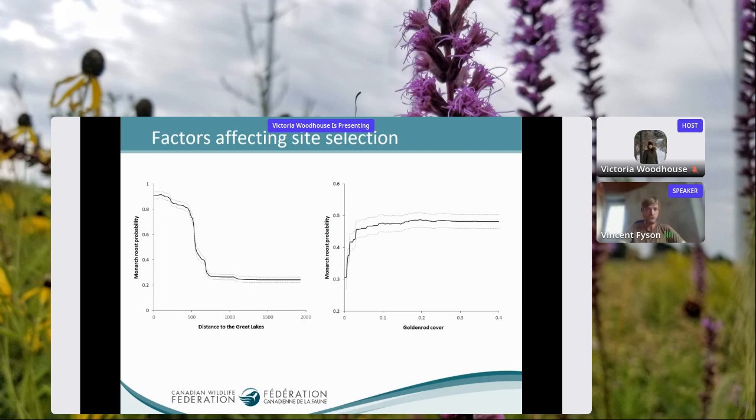So monarch roost probability increased in response to goldenrod cover, as well as in response to other land covers that typically have nectaring resources. So specifically here, we show that a minimum of approximately 10% goldenrod cover in a landscape is ideal for roosting monarchs. Next slide, please.